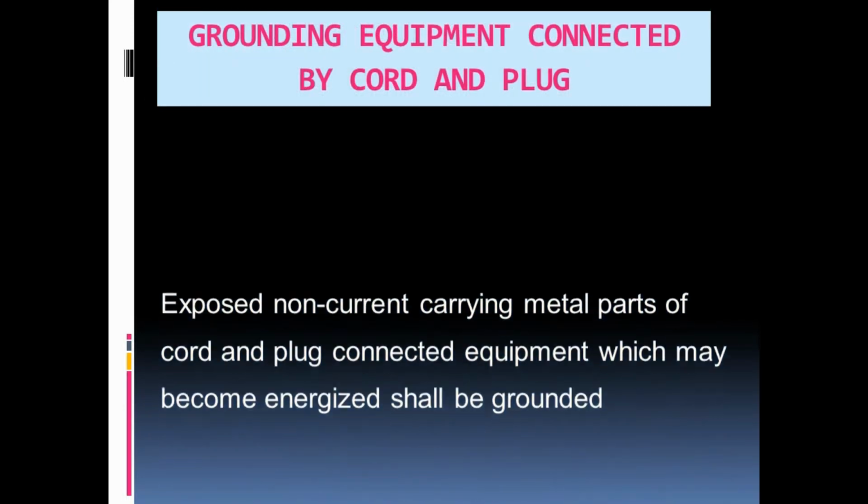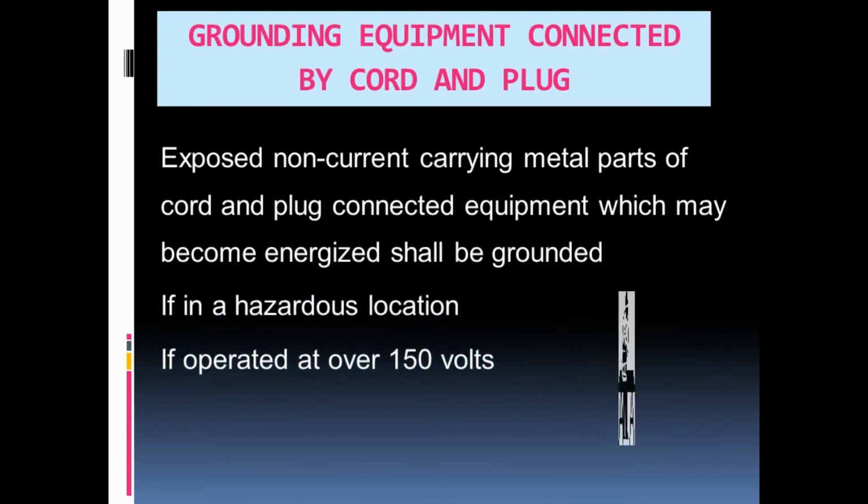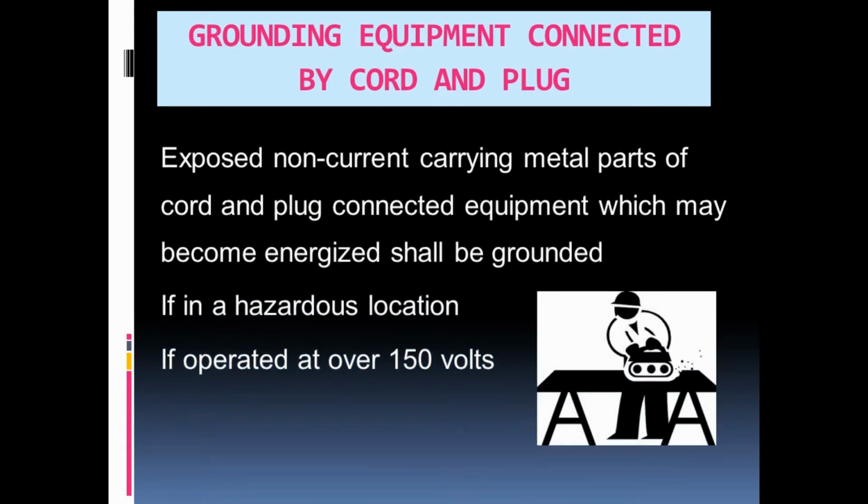Grounding equipment connected by cord or plug. Exposed non-current carrying metal parts of cord and plug connected equipment which may become energized shall be grounded if in a hazardous location or if operated at over 150 volts.